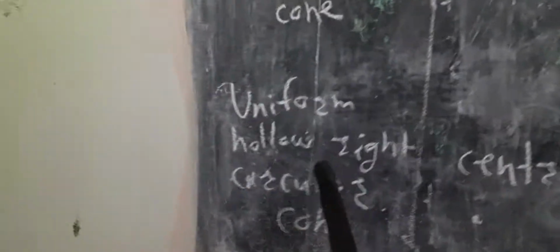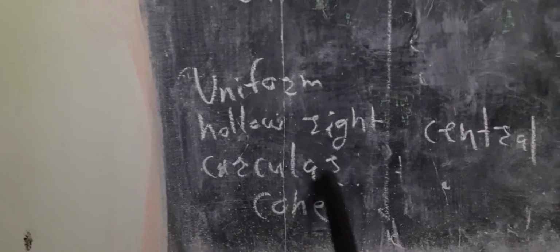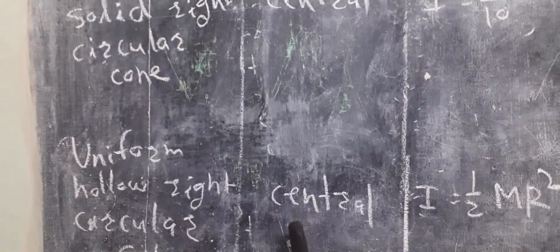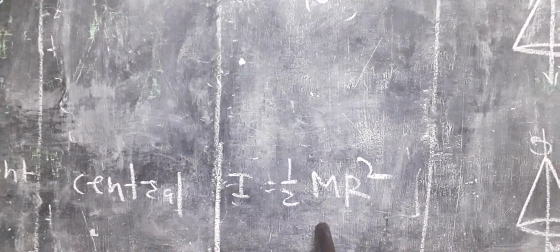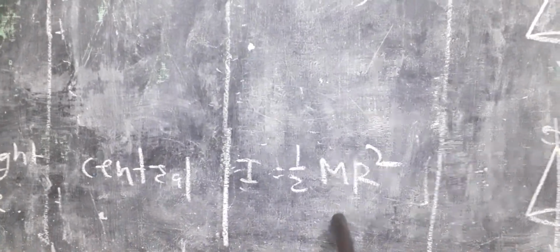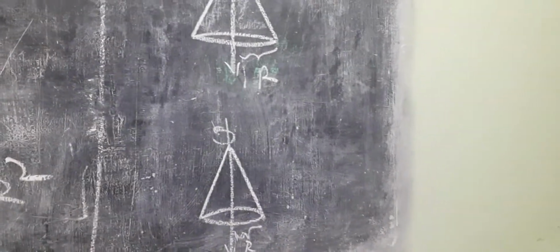This is the axis. The last object is a uniform hollow, empty, right circular cone. Again the axis is the same, central, passing through the point of symmetry. Then the value of I, the moment of inertia, comes out to be 1/2 MR², and this is the diagram. So why should you know these formulas?